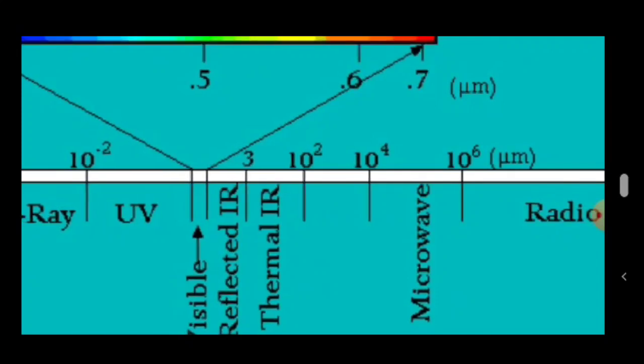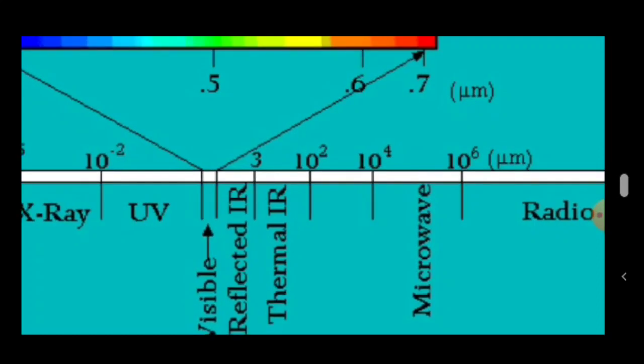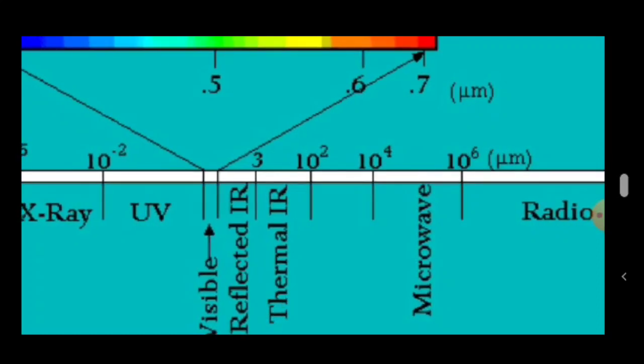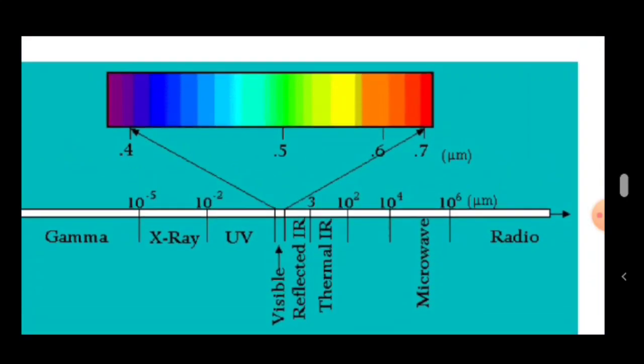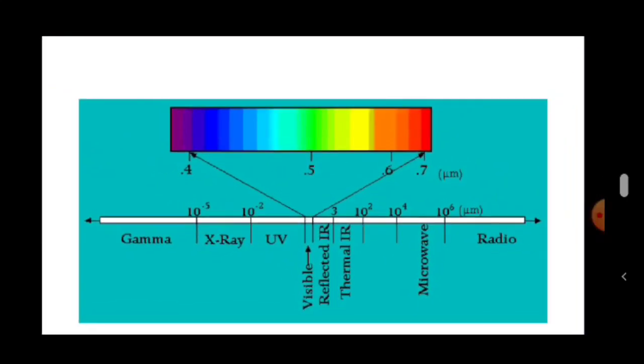So there are 8 bands in the microwave region. It is divided into 8 bands: P band, L band, S band, C band, X band, K band, KU band, and KA band. So there are different frequencies and different wavelengths. Those are not such important things here. Just have that in mind.